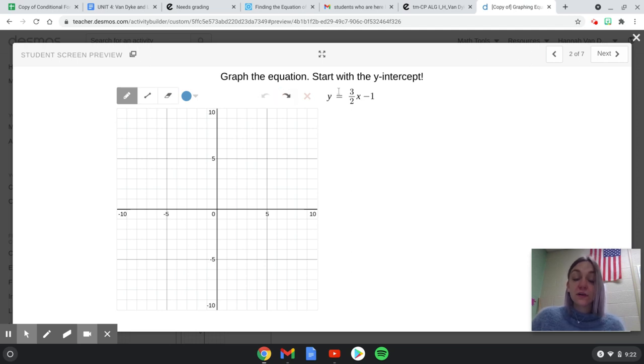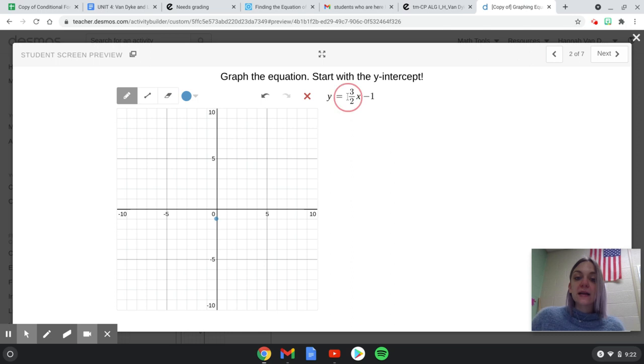The very first thing I'm going to do is start with the y-intercept, or my b value, which is negative 1. If this was plus 1, it would be positive 1, but because it's minus 1, it's negative 1. We know that the y-intercept is where my graph crosses the y-axis. I'm going to find my y-axis and go down to negative 1. That's my first point on the graph.